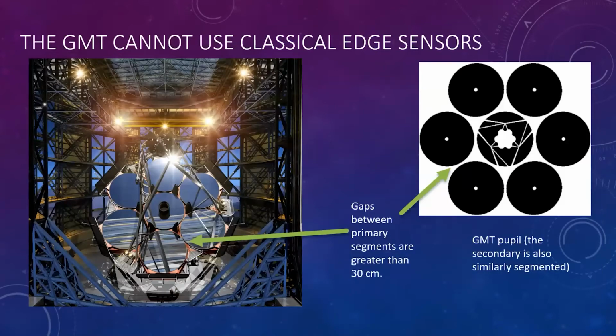So this is a big challenge for everybody at this conference, because all the next generation telescopes are going to struggle with this problem. And the GMT also, of course, suffers from this. We have these large gaps between our individual segments, and the secondary mirror itself is also segmented. So, it's a doubly segmented design.